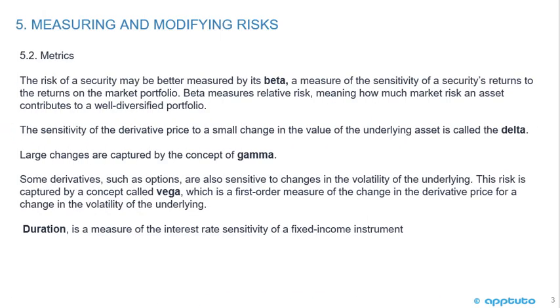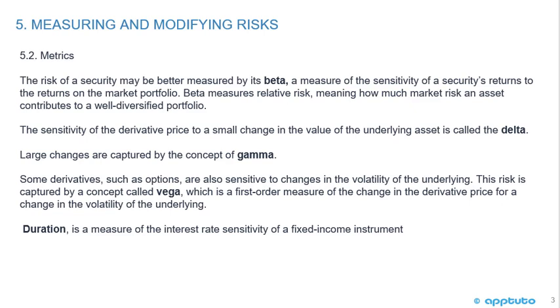Measuring and modifying risks. Metrics. The risk of a security may be better measured by its beta, a measure of the sensitivity of a security's return to the returns on the market portfolio. Beta measures relative risk, meaning how much market risk an asset contributes to a well-diversified portfolio.